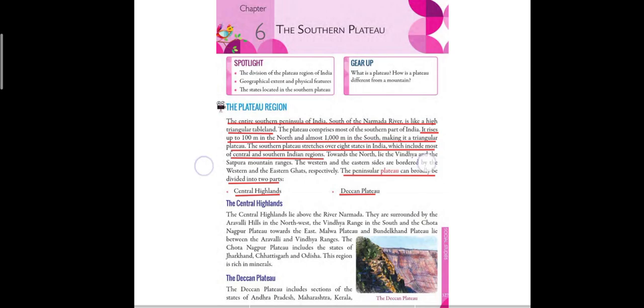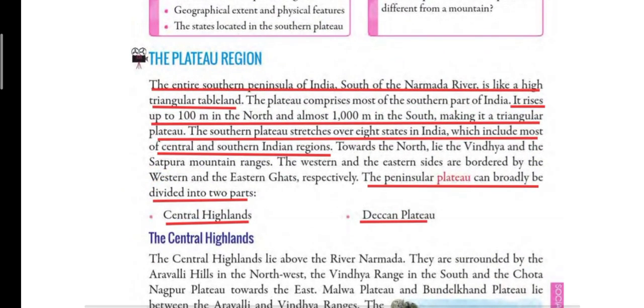Now we will continue reading our lesson. The entire southern peninsula of India, the south of river Narmada, is like a high triangular tableland. The plateau comprises most of the southern part of India. So children, here first of all we will understand it bit by bit. Firstly, we will understand the meaning of southern peninsula.